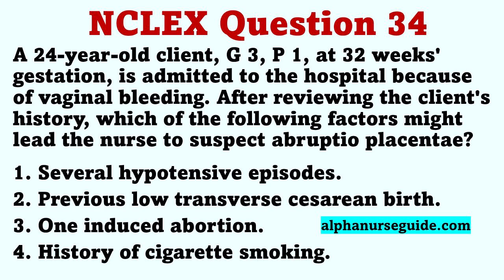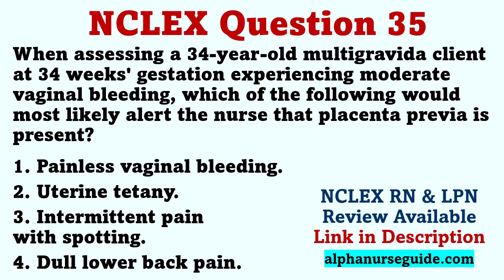previa, not abruptio placentae. When assessing a 34-year-old multigravida client at 34 weeks gestation experiencing moderate vaginal bleeding, which of the following would most likely alert the nurse that placenta previa is present? 1. Painless vaginal bleeding. 2. Uterine tetany. 3. Intermittent pain with spotting. 4. Dull lower back pain.